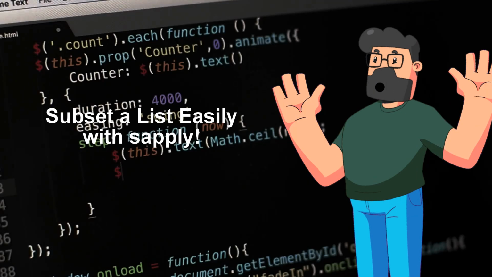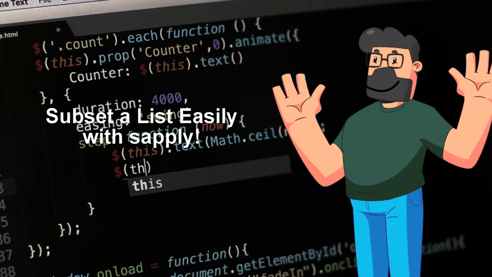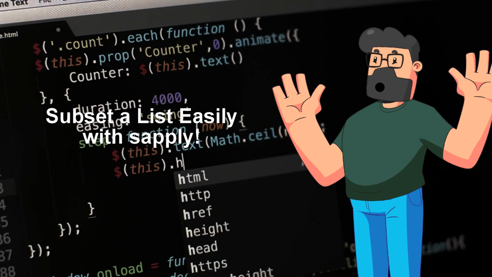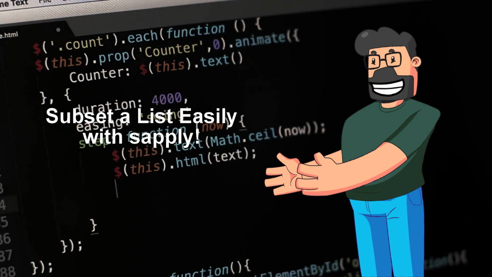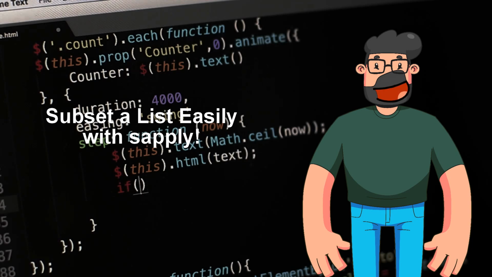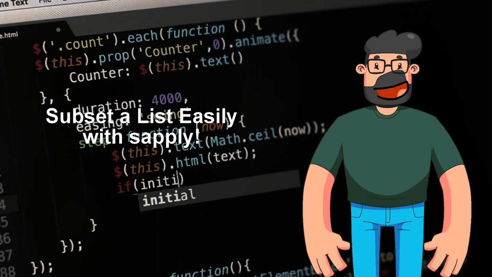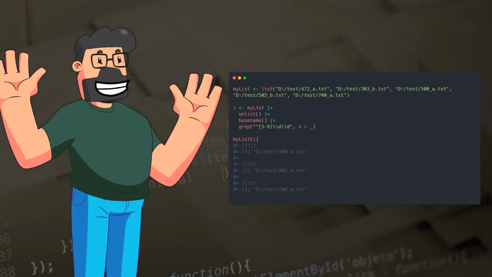Hey there! Today we're diving into a common problem that many of our users encounter when working with lists of path names. The issue at hand involves selecting a subset of path names based on specific criteria related to the file names. It's a classic dilemma that can be efficiently resolved with a clever approach. Let's jump right into the solution.